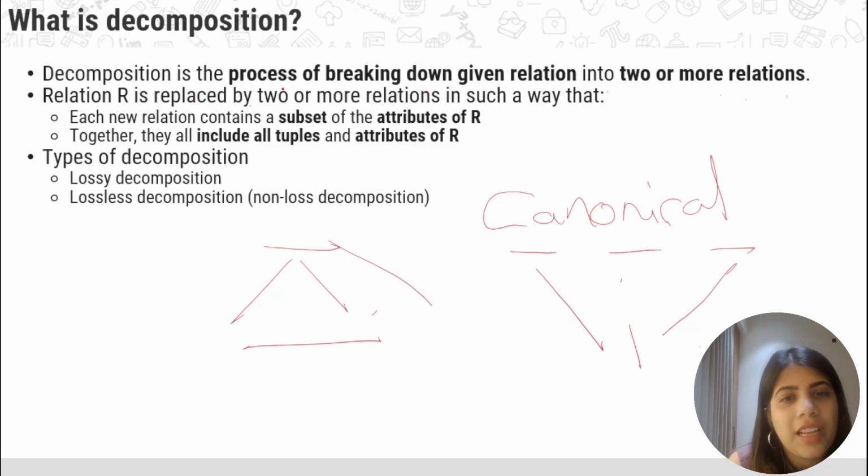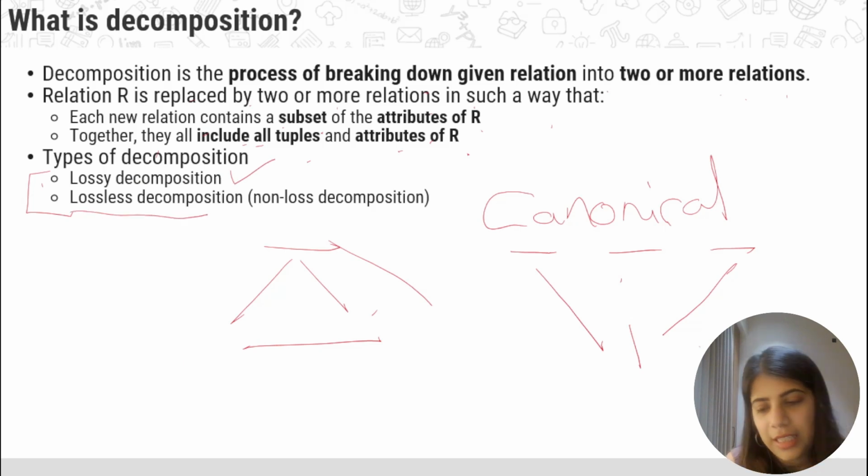Relation R is replaced by two or more relations in such a way that each new relation contains a subset of the attributes of R. Together, they include all tuples and attributes of R. The types of decomposition which we are going to understand today are lossy decomposition and lossless decomposition. Let's see.